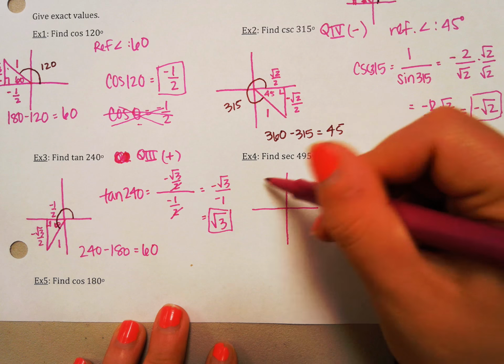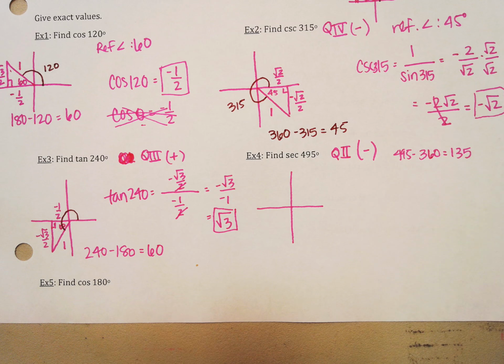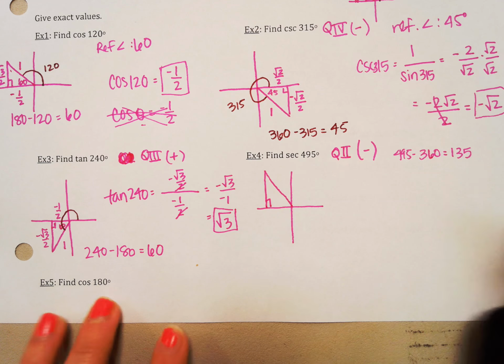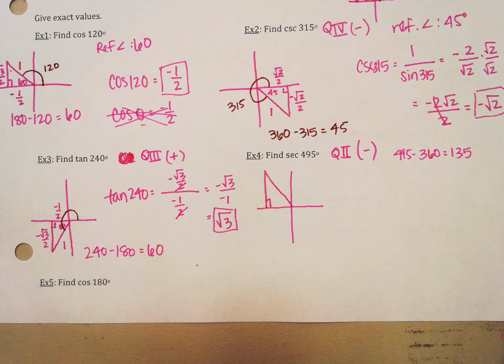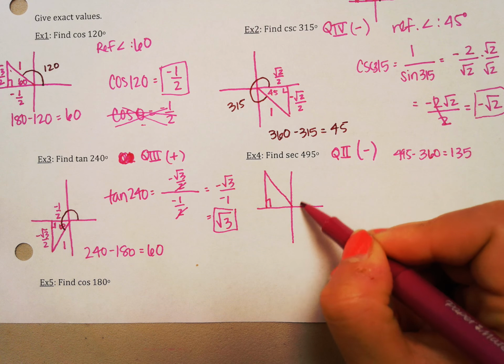My secant in quadrant 2 goes along with cosine. My cosine in quadrant 2 is going to be negative. So I'm going to keep that in the back of my mind as I'm coming up with my coterminal angles and my reference triangles and all that other stuff. So I'm in quadrant 2. This angle again is 135 degrees.